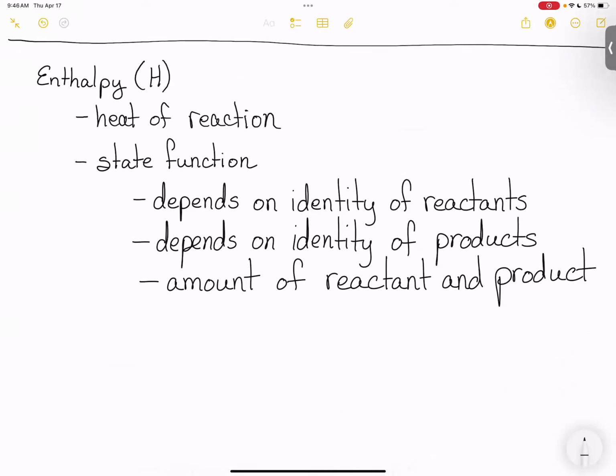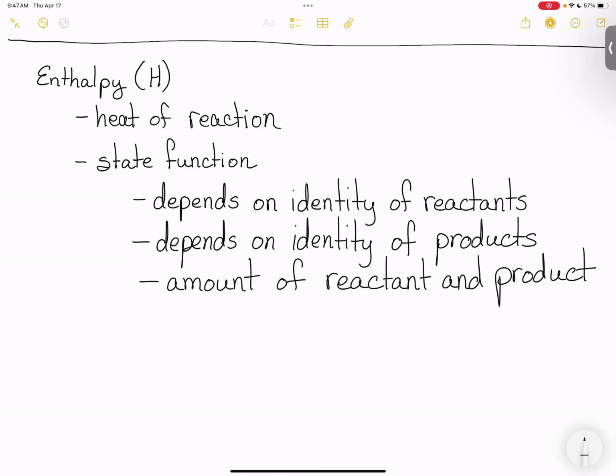What this means, what a state function is: I could talk about a state function of a drive from New York City to Los Angeles, California. All that would matter is that I started at New York City and I ended at Los Angeles, California. It doesn't matter whether I took I-40 or went all over. It doesn't matter how I got there. All that matters is where I started and where I ended. That's what a state function is.